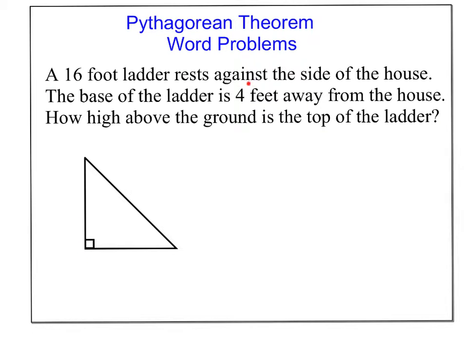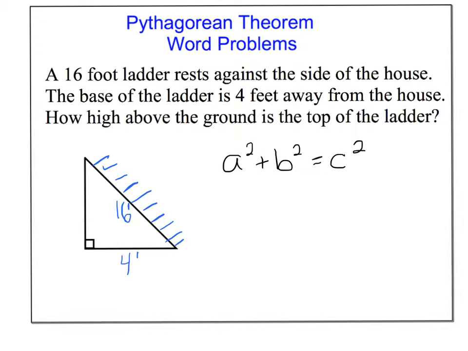It says a 16-foot ladder rests against the side of the house. And the only safe way that would happen is if your ladder was right here. So this is 16 feet. That would be the hypotenuse of your triangle. And then it says the base of the ladder is 4 feet away from the house. So this would be your base, and that would mean this is 4 feet. So clearly this picture is not to scale. But it's more important just to see which parts of your Pythagorean triangle that you have represented.